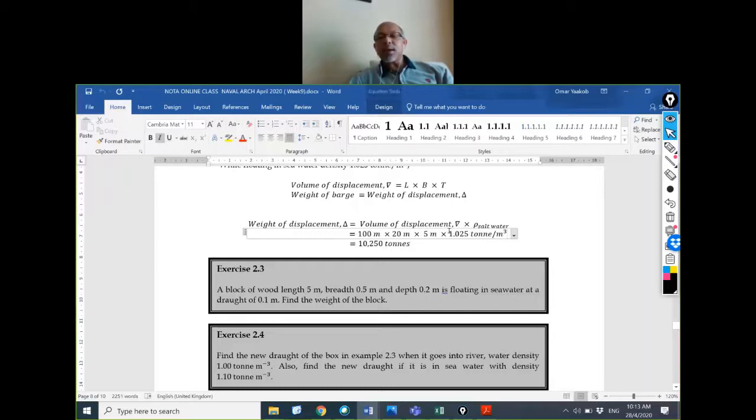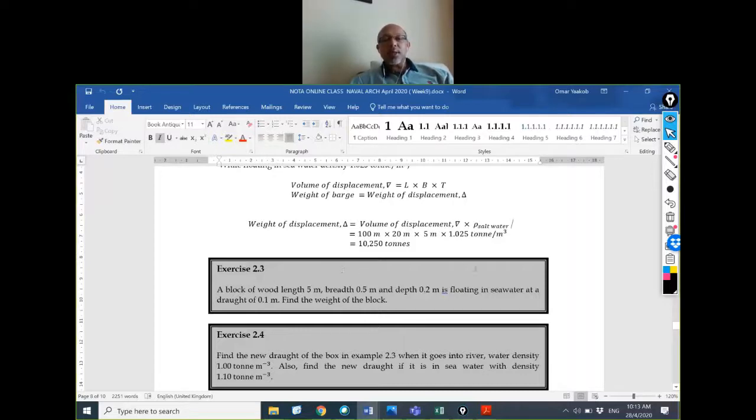I need to mention the density. Sometimes you're not given the density. If not given, and they say seawater or salt water, use 1.025 ton per meter cube or 1,025 kilogram per meter cube. If fresh water, it is 1 ton per meter cube or 1,000 kilogram per meter cube. If it is given, use the given density.